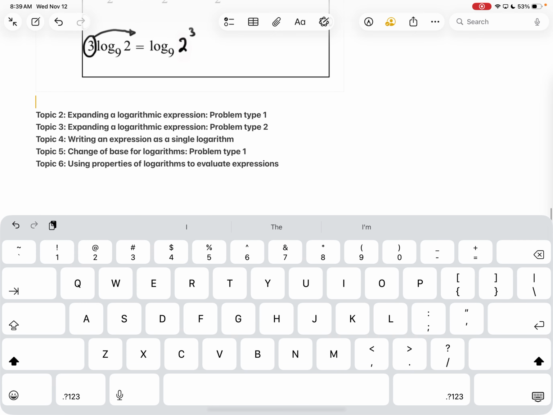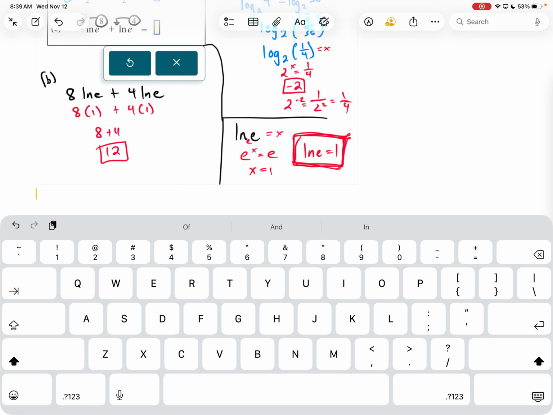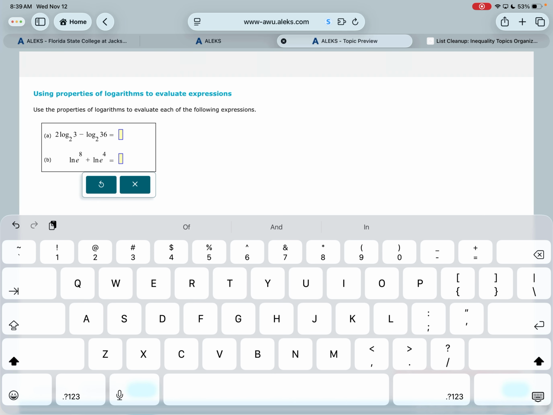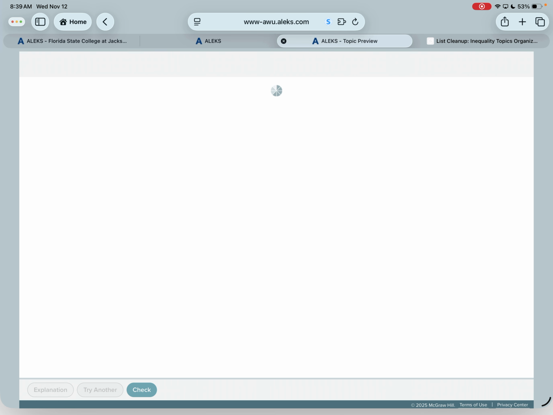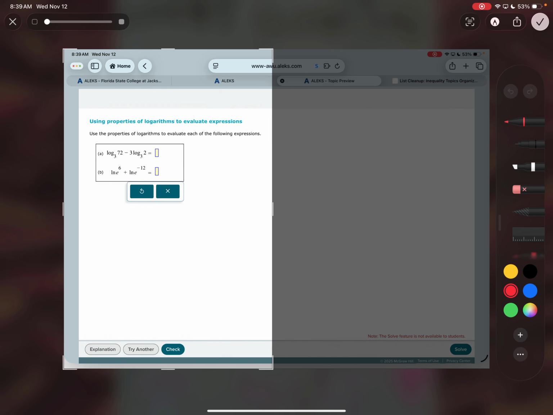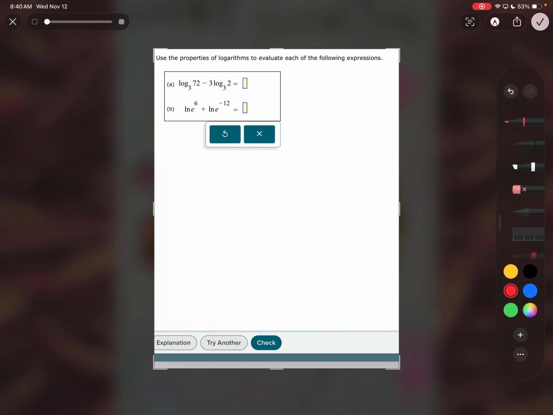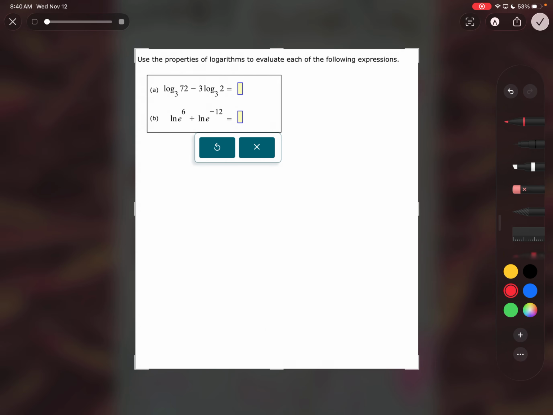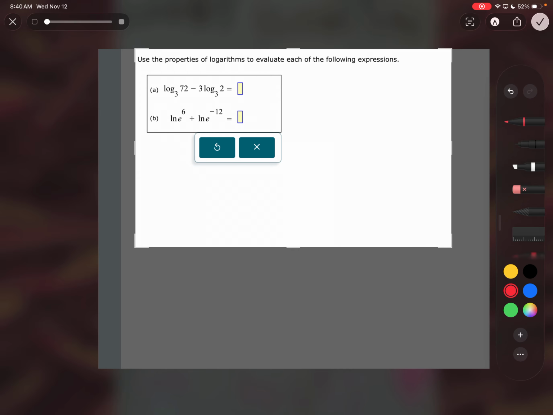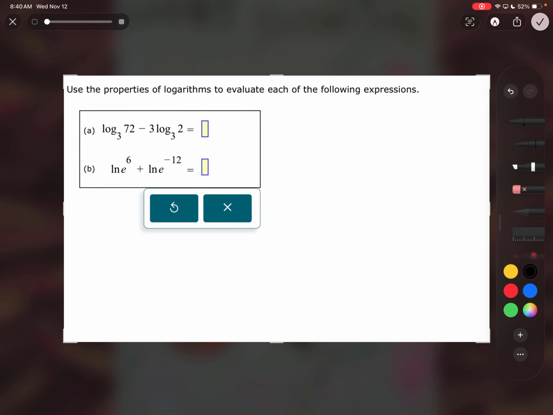We jumped ahead a little bit. I feel like it wouldn't hurt to do one more of those real quick. I think the e's are all going to work the same way.